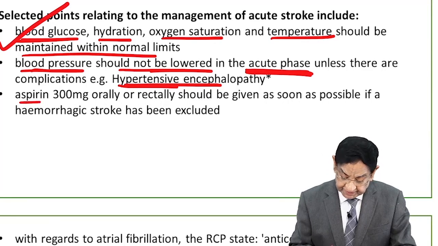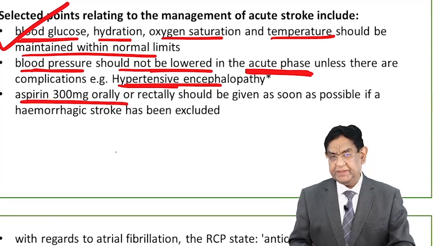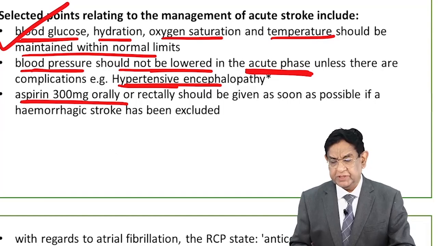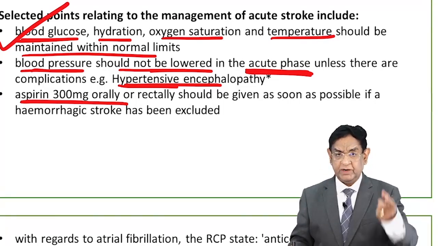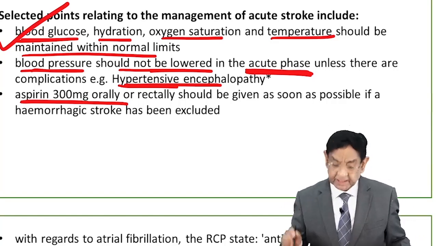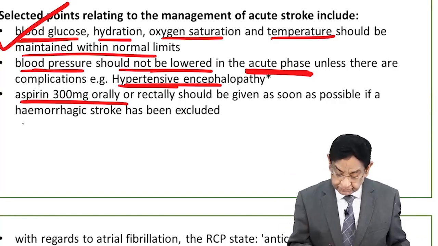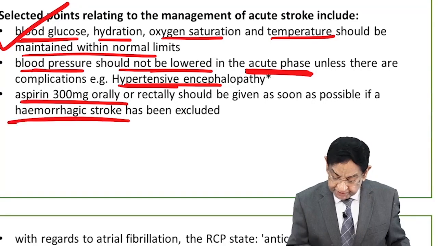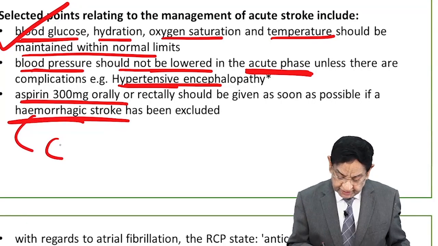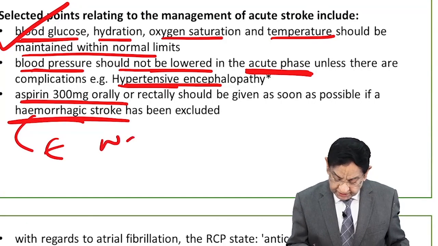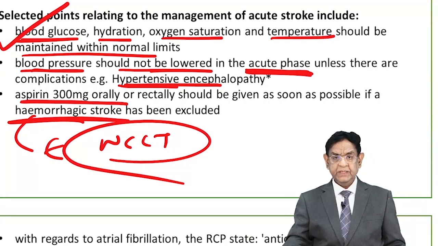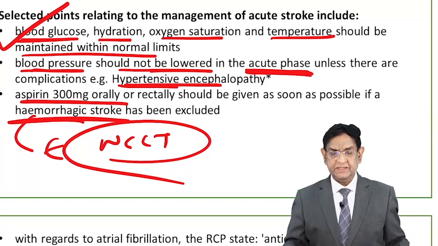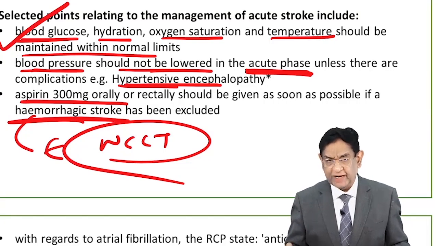Give aspirin, maybe 300 milligram, oral or per rectal. Due to any reason, if you are not able to give it orally, give per rectal, provided you have ruled out hemorrhagic stroke. So that's why non-contrast CT scan is the first to be done. So we got an answer in this question also. Why not to touch blood pressure?